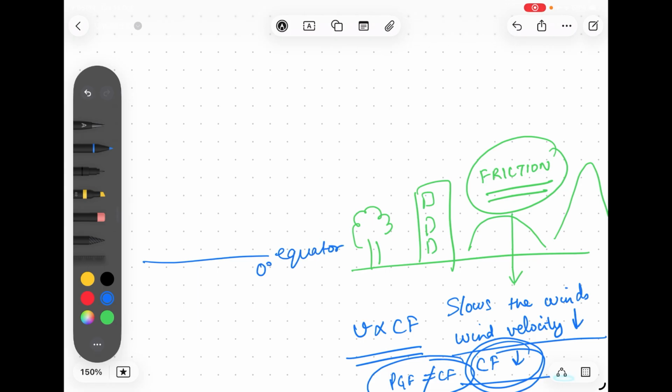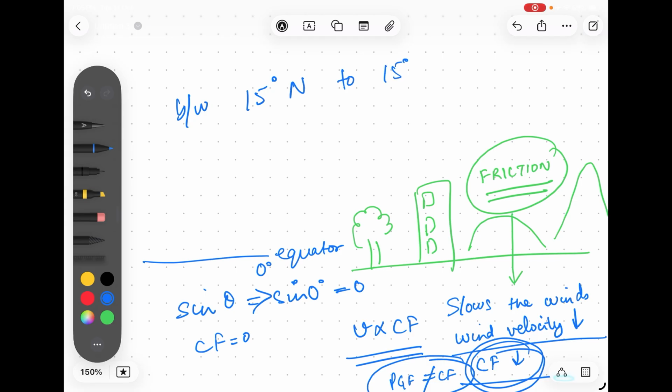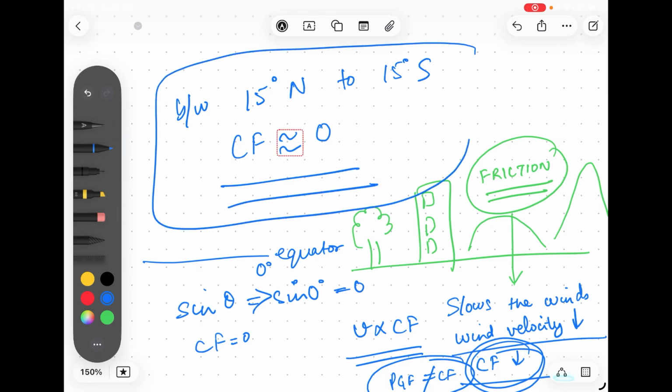So when sine theta is sine 0 basically, right? So it is 0, so Coriolis force is 0. Now when Coriolis force is not there, in that case again geostrophic wind will not blow. So geostrophic winds do not occur between 15 degrees north to 15 degrees south, because here Coriolis force is almost or equal to 0. So here the geostrophic winds will not blow near the equator. So these two questions do come in the exam, so remember them.